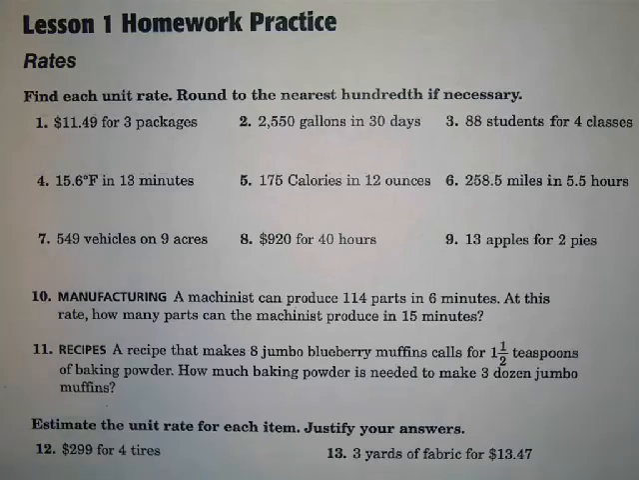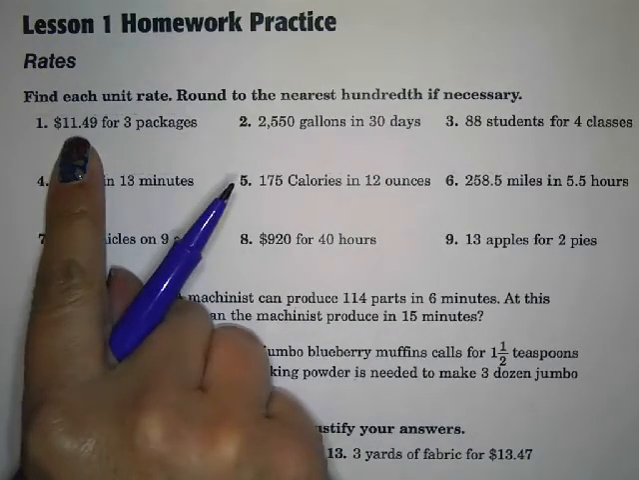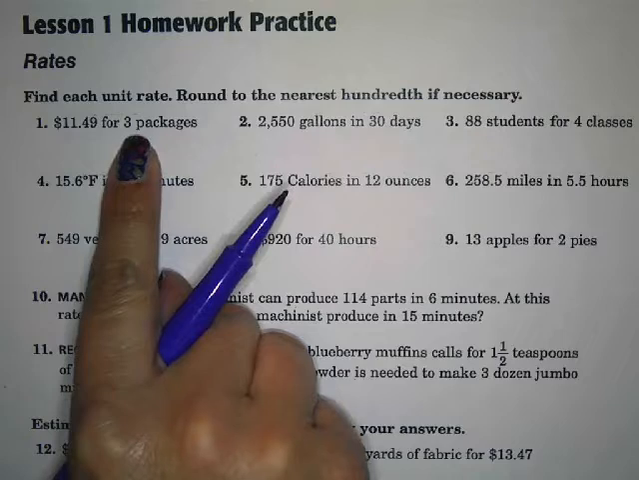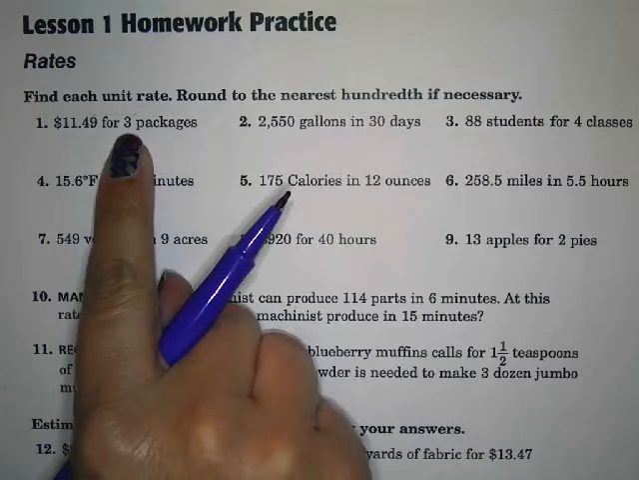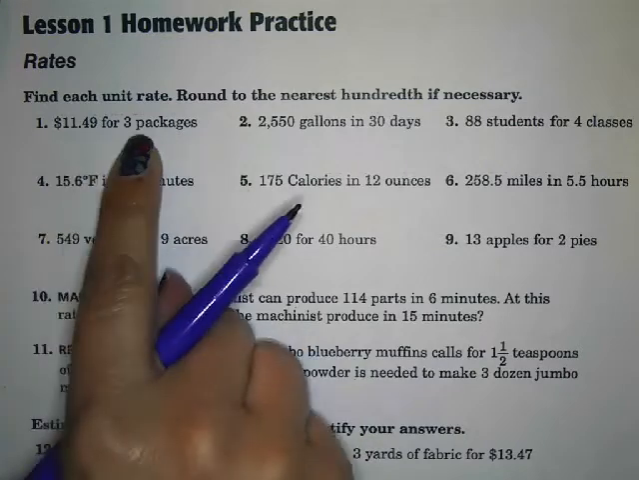Today's homework is on finding unit rates, and so I'm going to work through some of the problems on your homework with you. On number 1, it says $11.49 for 3 packages. So what we really want to find out is how much one package costs. So we're going to go ahead and set up our fraction for comparing our price to our packages.